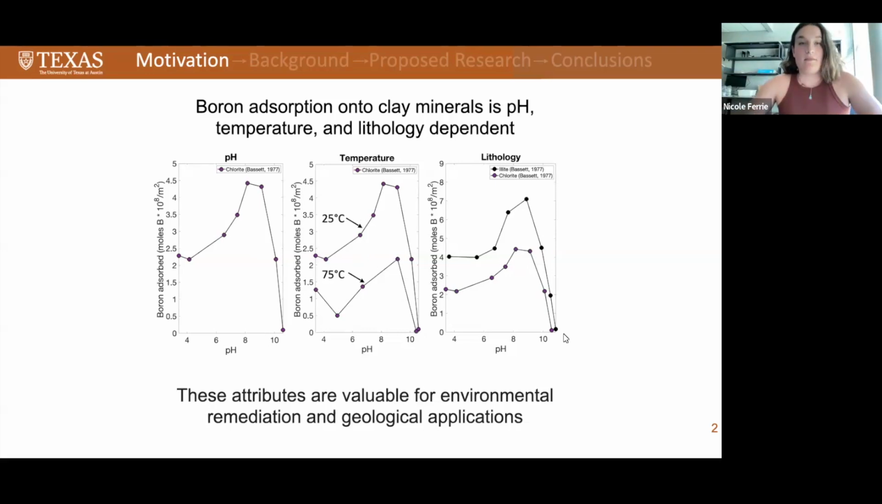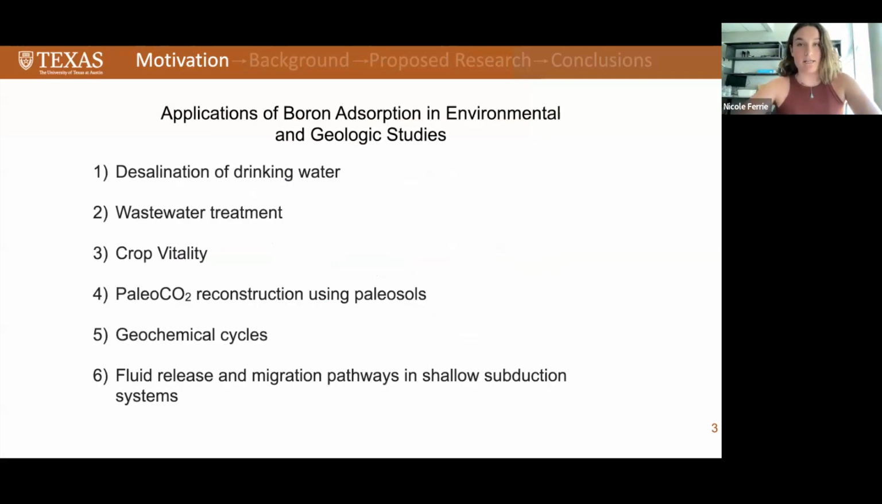And so the fact that boron adsorption onto clay minerals is pH, temperature, and lithology dependent helps us understand geologic systems, as well as it can be applied to environmental remediation. And here I have a list of how boron adsorption on clay minerals can be used. One of these processes is the desalination of drinking water. So when we desalinate seawater for drinking, there is 5 ppm of boron in seawater, which is too high of a level for human consumption. So what we can do is we can put clay into the seawater to help remove boron.